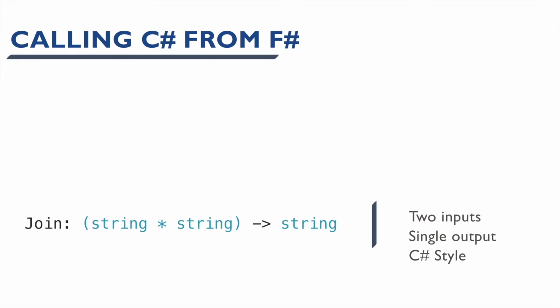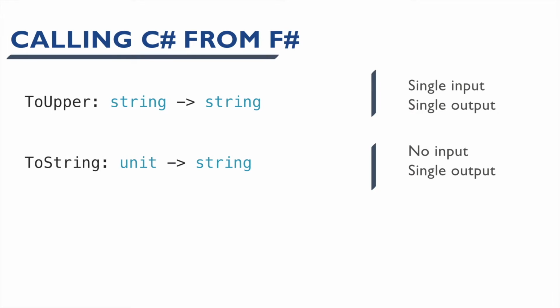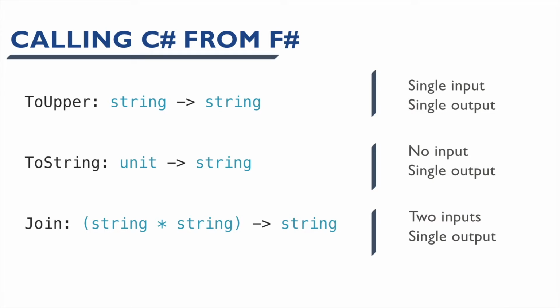So calling this from C#, if you're calling a method with multiple arguments, then you'll see it in a tupled form. It'll have parentheses with an asterisk in the middle. So that's kind of the C# style. And now looking at a few examples, so we can see toUpper, so it's a single input, a single output, so we're using string. ToString, obviously there's no input, right? We've discussed this before, that unit is the same as void. And it obviously returns a single argument there, just a string. And then we've got the join function here, so it takes in 2 strings and then returns 1 string.